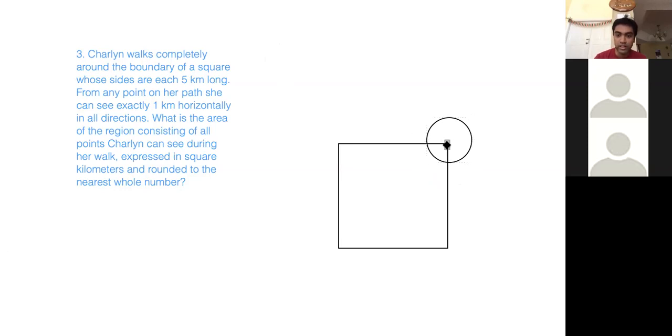Okay, but I think this question wants you to say, if she's anywhere on the boundary, there's a region that she can see, right? So if she was at this point, she'll see this circle. If she was at the center of this, she would see anywhere on this circle. Anywhere at this corner, she would see anywhere on this circle, and so on. So if she walks completely around the boundary of the square, at each point there's a circle with radius 1 that covers the area that she can see. So basically, imagine if you take the circle centered at each point on the square, it's encompassing some area, right? And we want the total area of all this that would be covered by the circle as it moves along this path. Does that make sense?